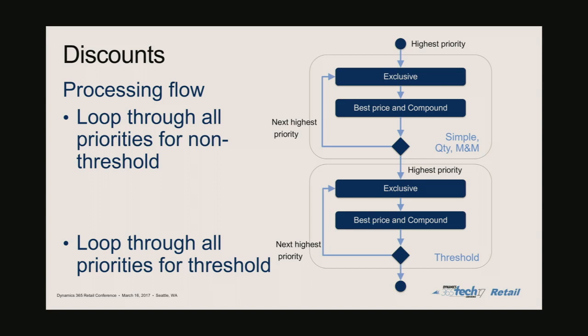There's one scenario that we do support them interacting, and that is a compound threshold will apply to compound non-thresholds even at different priorities. So if you have that, additional 10% off if you spend 100, you can have that at the end, and it'll still apply to the other things.